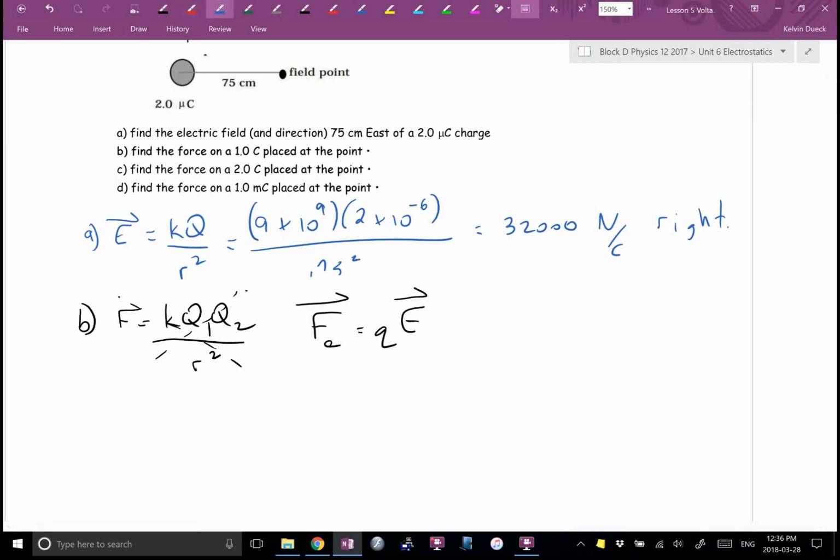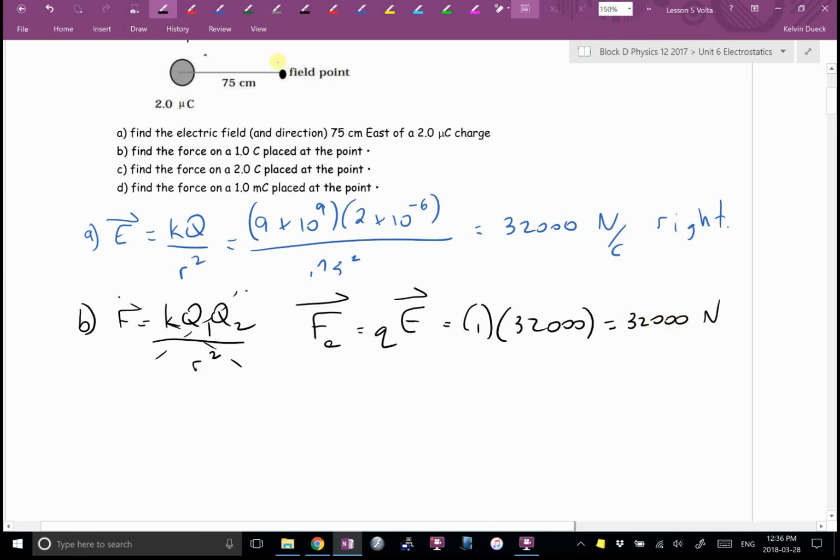In fact, I'm going to bet you that Braden can even do this in his head, because what's Q, the charge at this location, according to part B? 1. Oh, really? Yeah. And what was the electric field? 32,000. In your head, without a calculator, what's 1 times 32,000? 32,000. Now, what would our units here be? It's a force. And then direction.